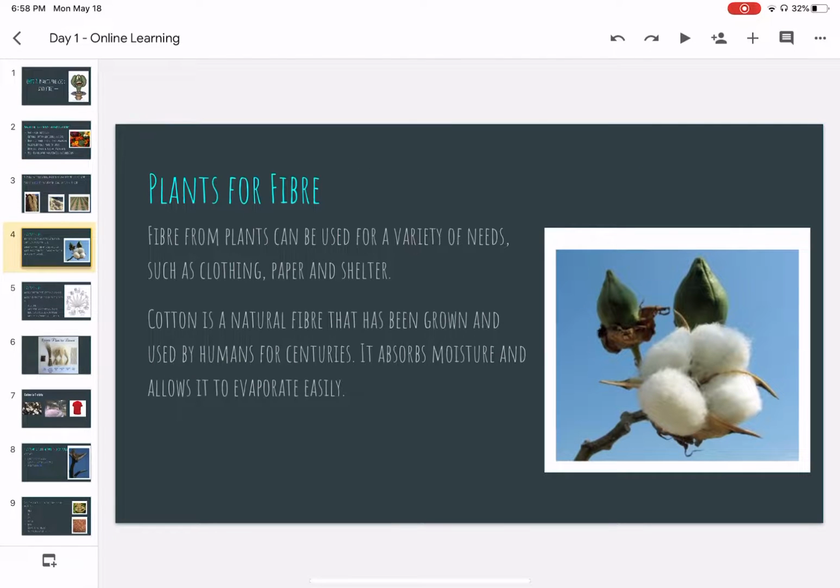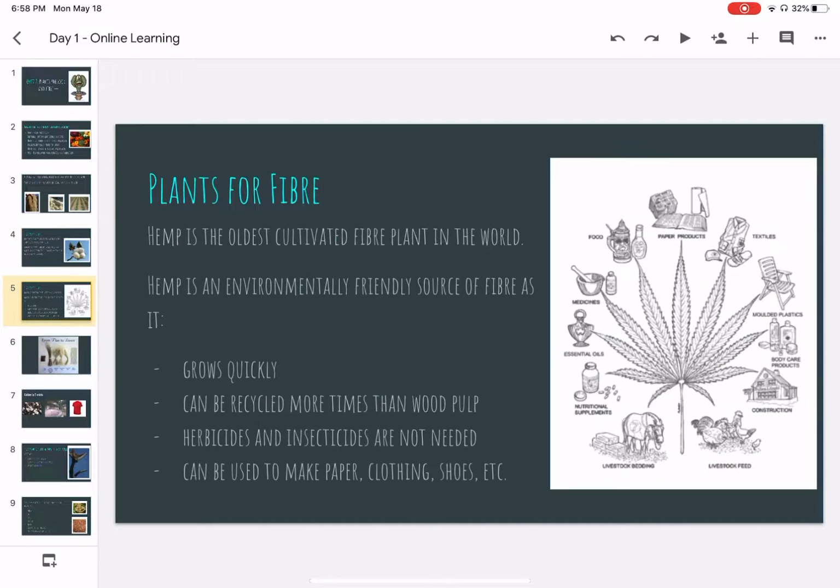So if we look at this picture here on this slide, this is a picture of cotton. Okay, and if you're wearing a t-shirt, there's a good chance that it's made out of cotton. If you take a look at the tag, it'll tell you what percentage of different materials there was. But cotton is a natural fiber that's been grown and used by humans for centuries, so hundreds of years. So again, like I mentioned earlier, it absorbs moisture and allows it to evaporate easily.